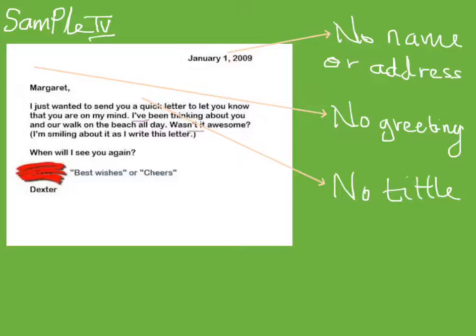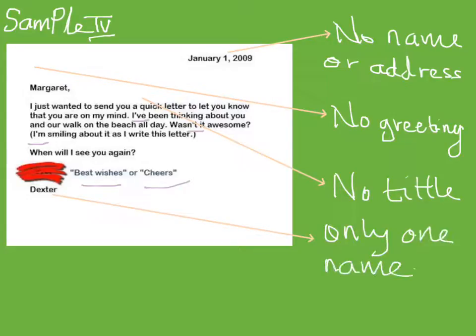These are words that he has written using shorthand writing, which are characteristics of an informal letter, as well as these jargonic words, best wishes, cheers. All of these are words that are not used in a formal letter, but since this is an informal letter, they are allowed. So the name is only one name that has been indicated.